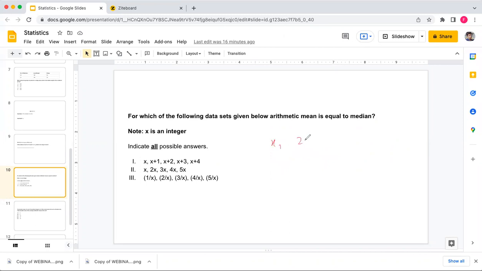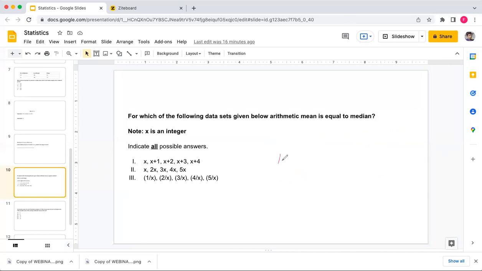The next one is x, 2x, 3x, 4x, and 5x. If you see closely, all of these have x, and these are consecutive multiples of x. 1 into x, then 2 into x, then 3 into x, then 4 into x, then 5 into x. I told you whenever we have consecutive multiples of any number, that is also evenly spaced, right? Am I right or wrong? These are consecutive multiples of x, then 2x, then 3x, and 4x. So again, there is a common difference between them, equally spaced. That's why B is also possible.